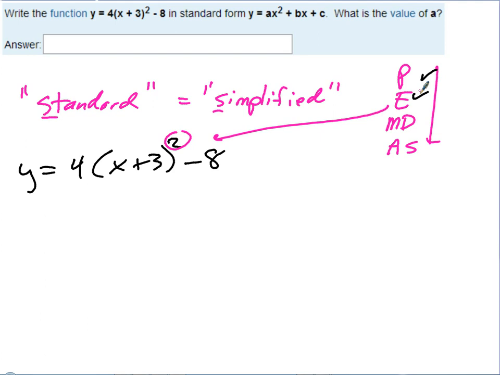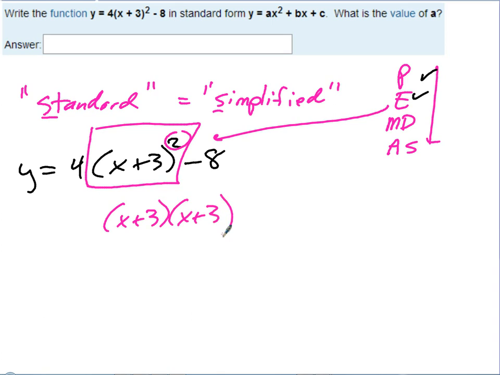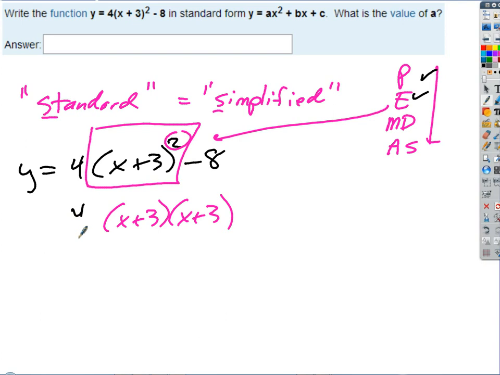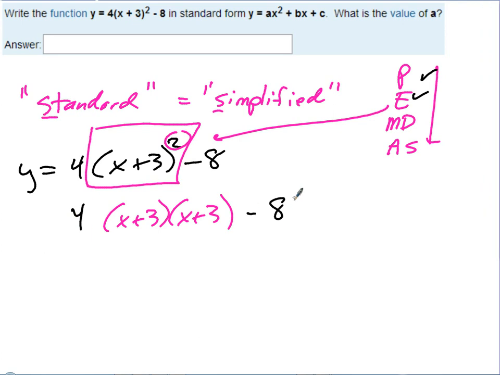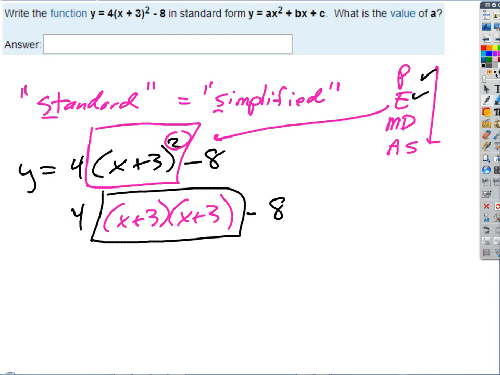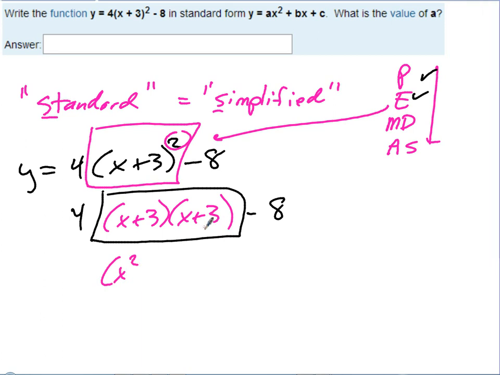What we're going to do here when we're dealing with the exponent is take that part of the function and expand it into x plus 3 times x plus 3. Now I've still got the other stuff there. When I'm all done, I've got to multiply the 4 through and subtract the 8, but we're focused on this part. If I FOIL that out, what am I going to get? Well, x squared plus 3x plus 3x is plus 6x if I combine the O and the I, right? And then 3 times 3 is plus 9.